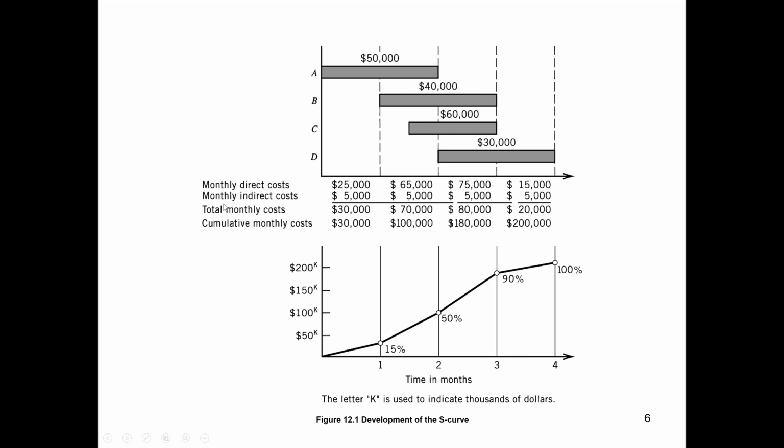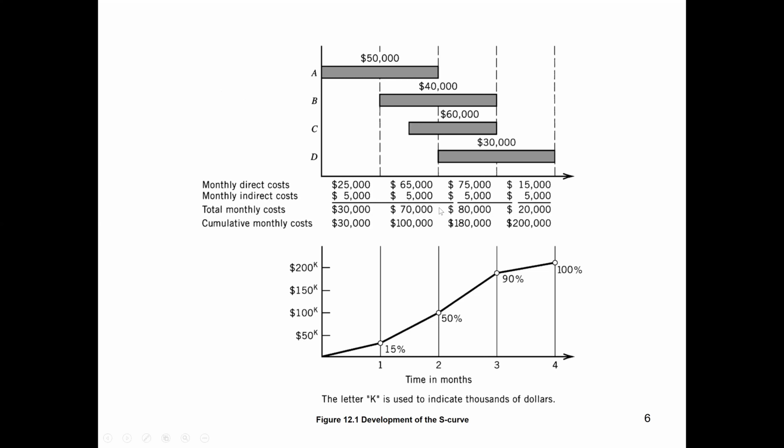Now we add the indirect cost that is constant for each month, 5,000. So when we add the total monthly direct cost and indirect cost: 25,000 plus 5,000 gives 30,000. For the second month, 65,000 plus 5,000 gives 70,000. For the third month, 75,000 plus 5,000 gives 80,000. And for the fourth month, 15,000 plus 5,000 gives 20,000.